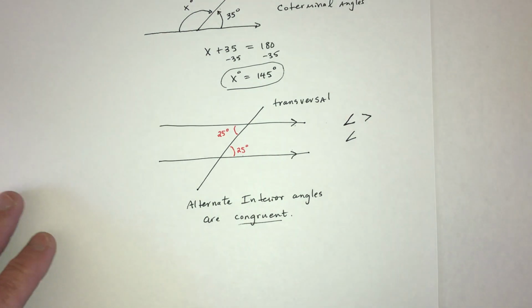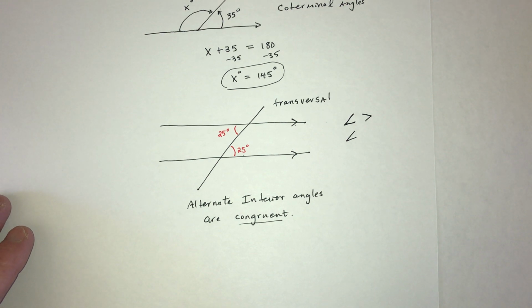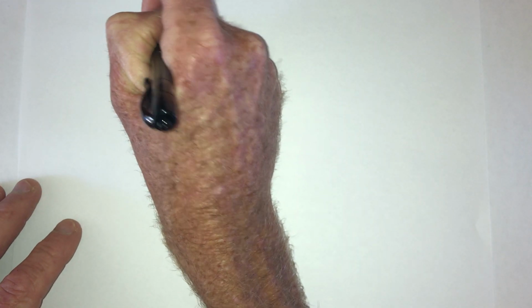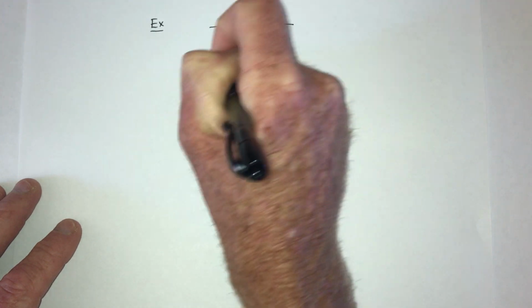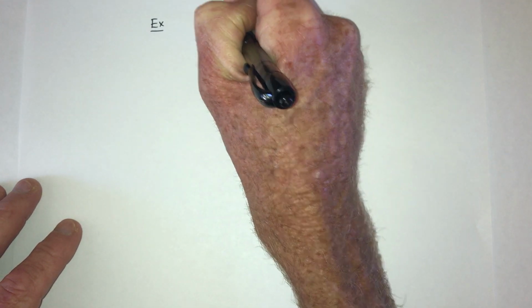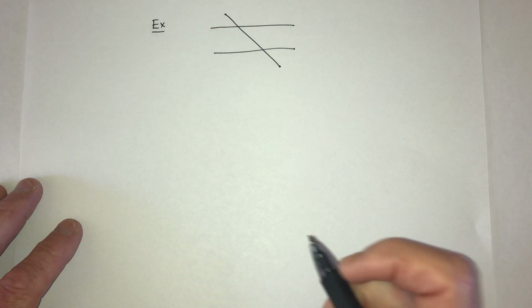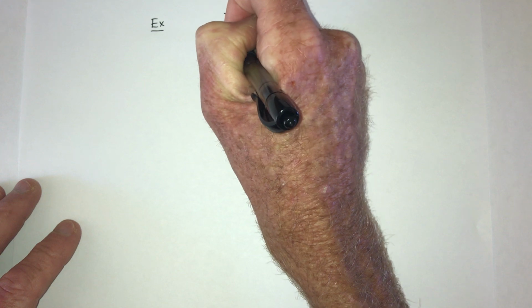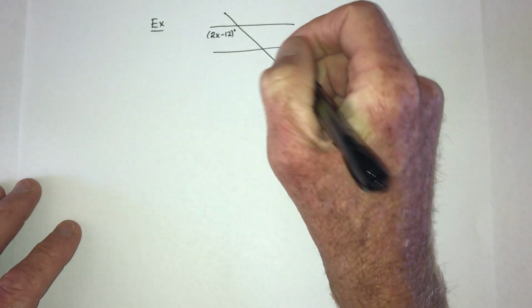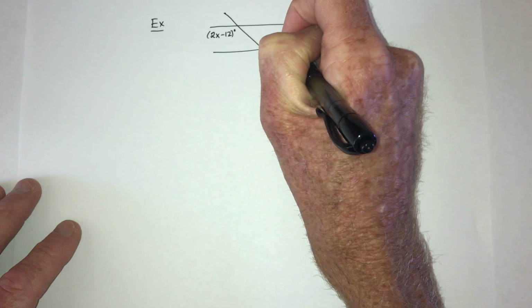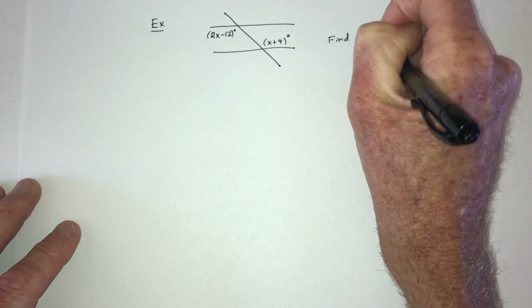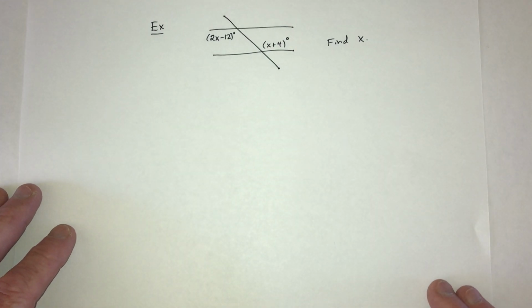Now for an example of that. Suppose that you have parallel lines, there is a transversal, and then suppose that this one is 2x minus 12 degrees, and this one is x plus 4 degrees. Then the directions are, what does x equal?